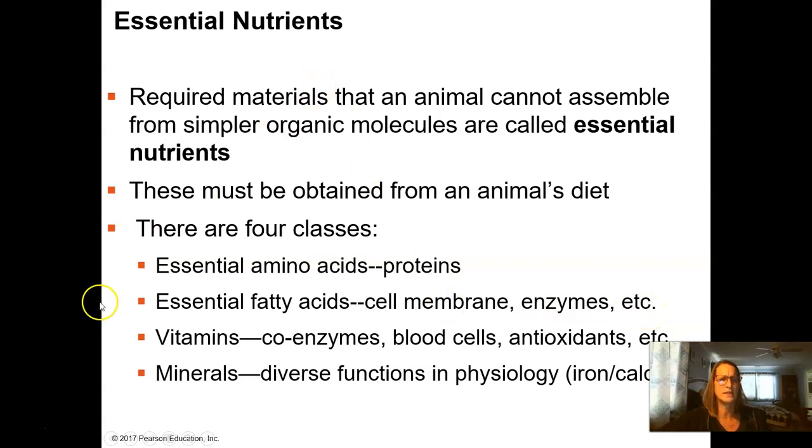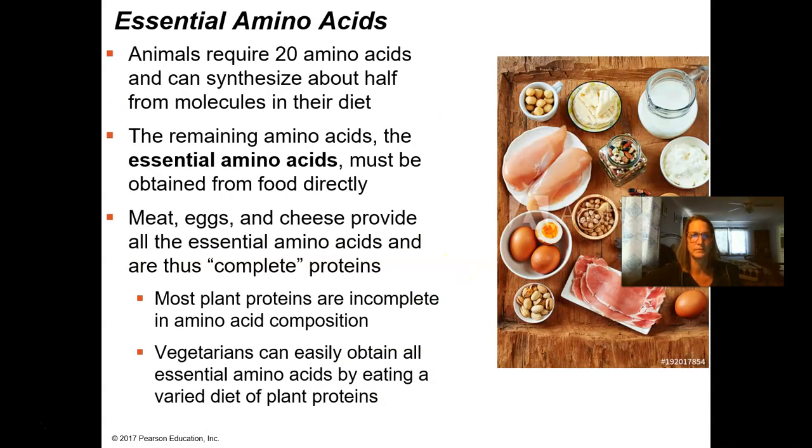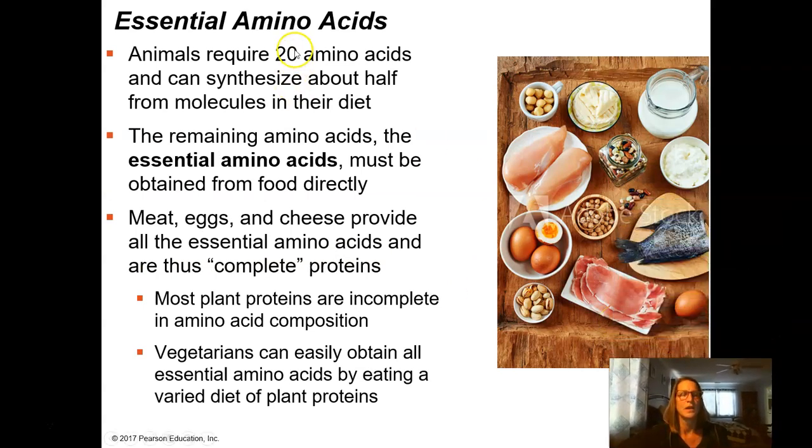There are vitamins that can be used as coenzymes, or they might be used in blood cells or as antioxidants, for example. And there also could be essential minerals, which have a series of diverse functions in physiology. So a couple of good examples of essential minerals are iron or calcium. So we're going to go through some of these one at a time.